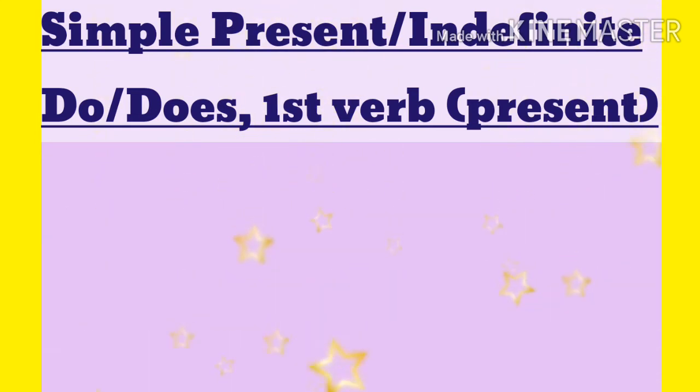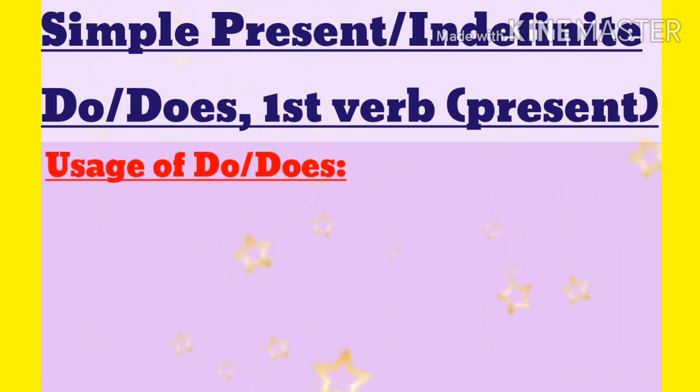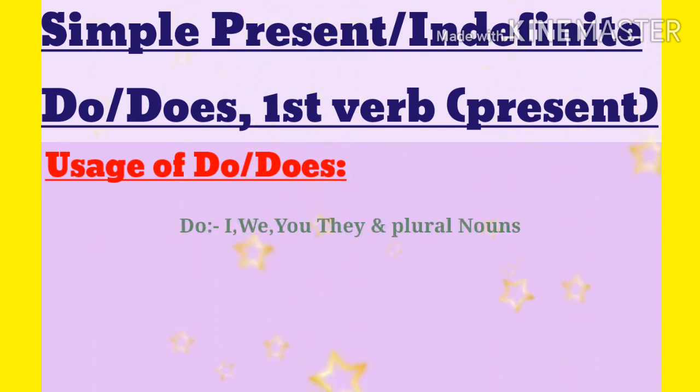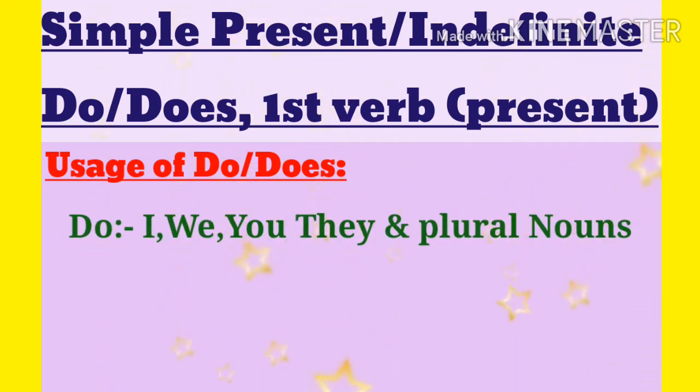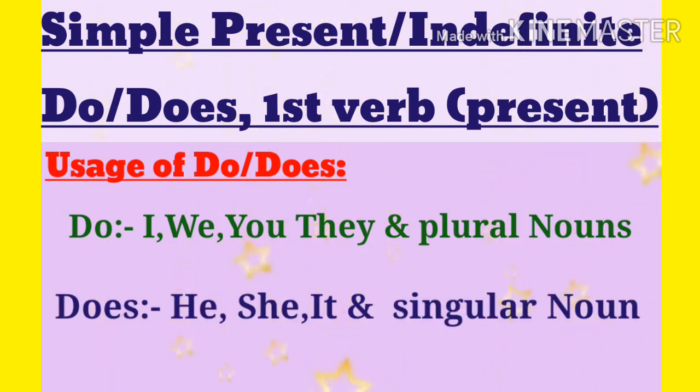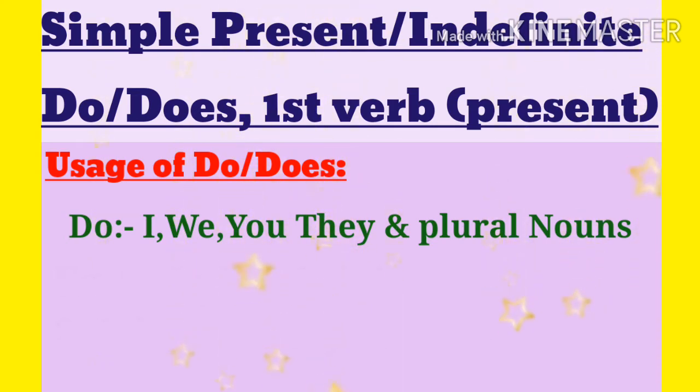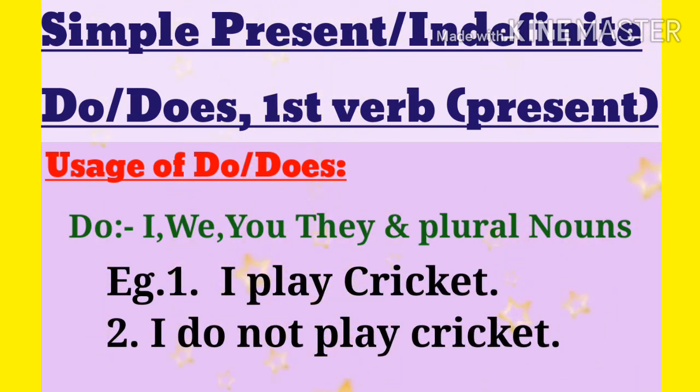Students, don't get confused with the use of do and does. Do always comes with I, we, you, they and plural nouns, while does comes with the third person, that is he, she, it and singular nouns. For example, I play cricket or I do not play cricket. So here the subject is I, that means the first person, so we are making use of do.